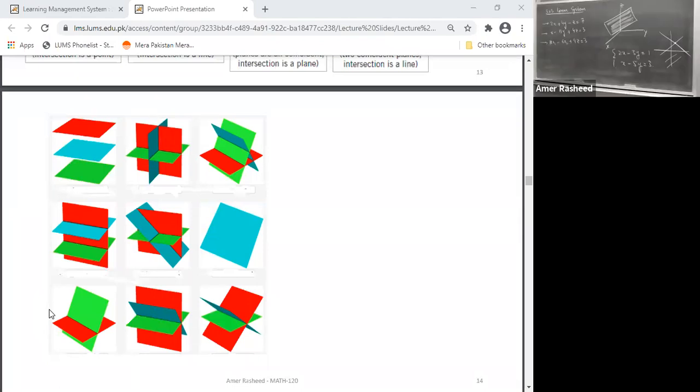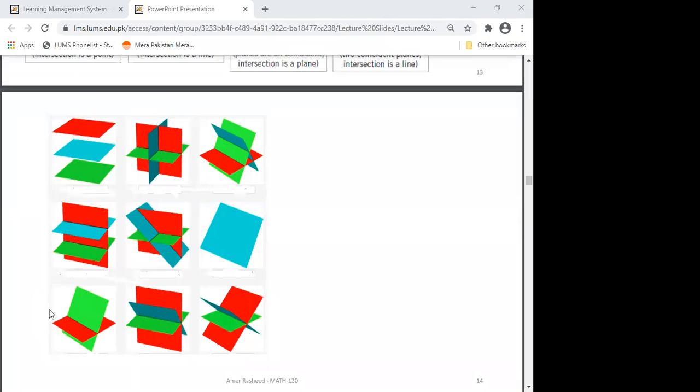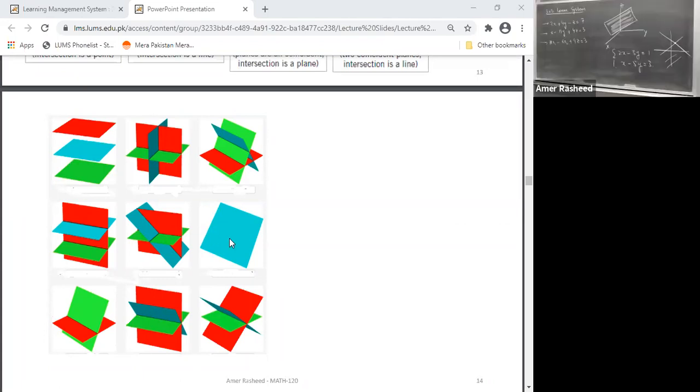Sir, line 2, third example, there also are infinitely many solutions? Yes, because all three planes are on top of each other. So there are infinitely many points of intersection in these planes.